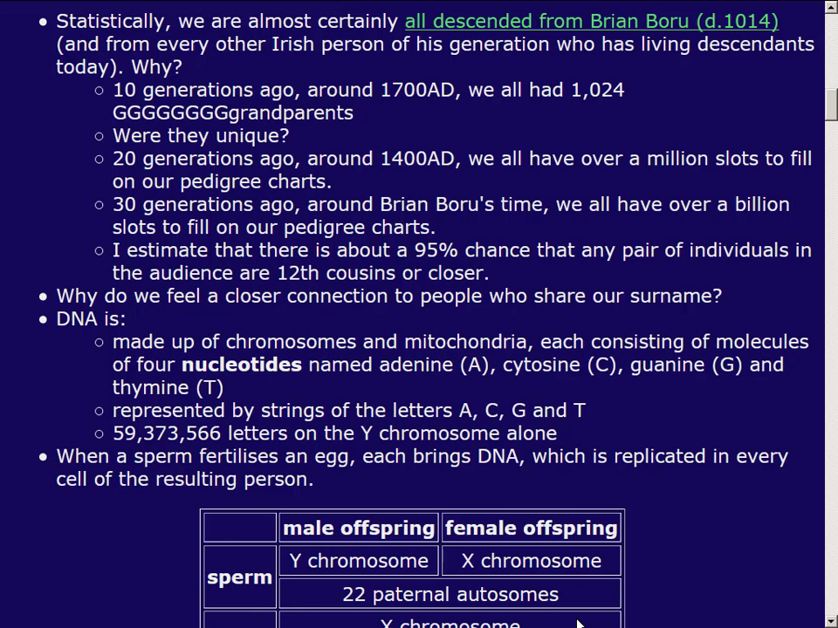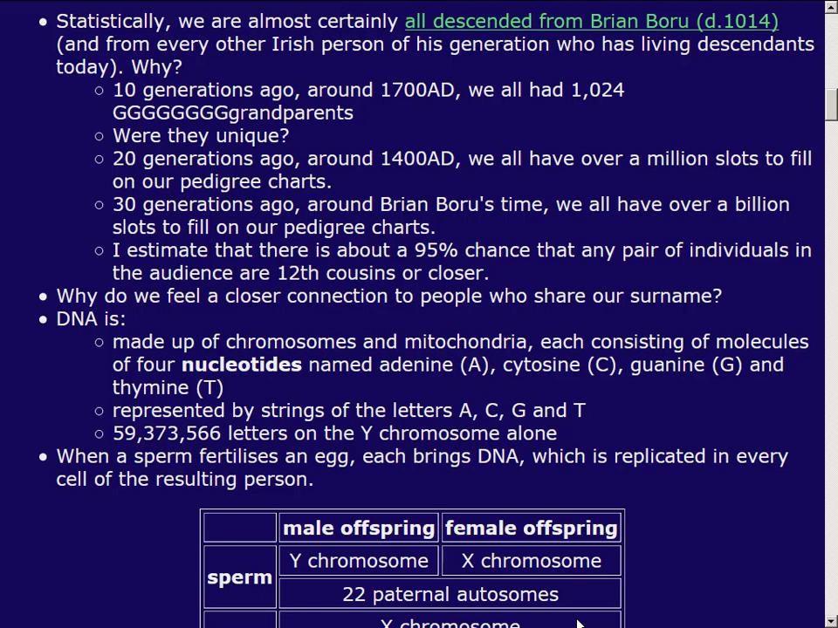So I estimate, if you look at the person sitting beside you in the room, there's a 95% chance that that person is your 12th cousin or closer, because we're mostly of fairly pure Irish blood here. I know there's one Polish lady in the room, so maybe I have to make an exception for her.